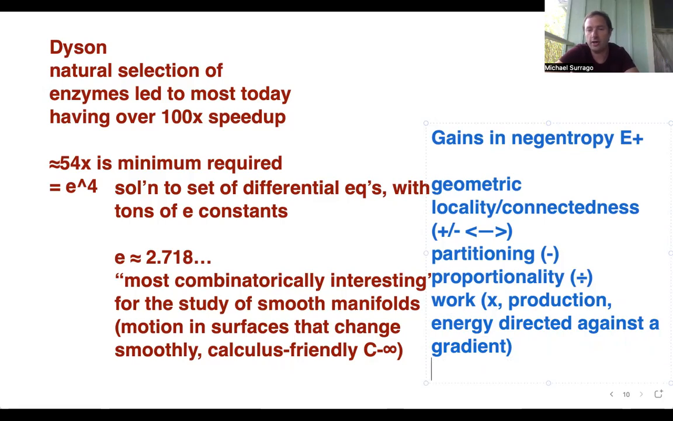Then there's also power, which is work over unit time. So that's kind of like your work capacity. And then lastly, you have genetic, which is memory.